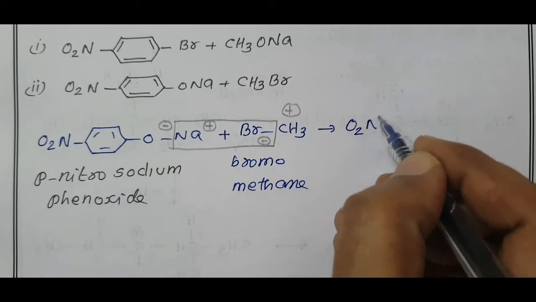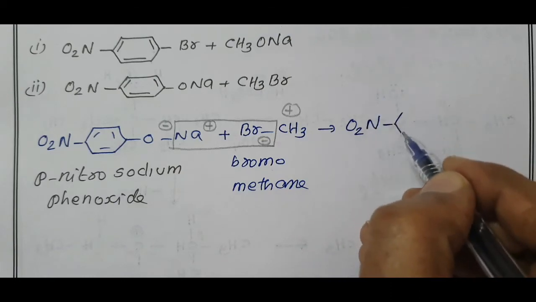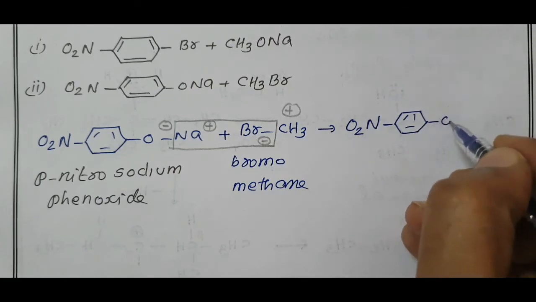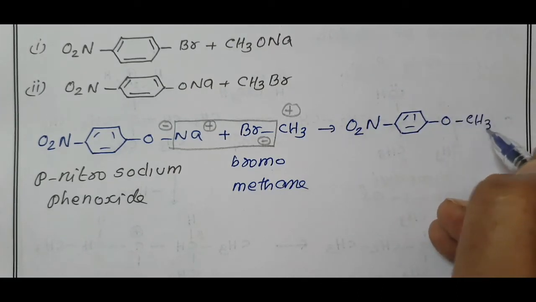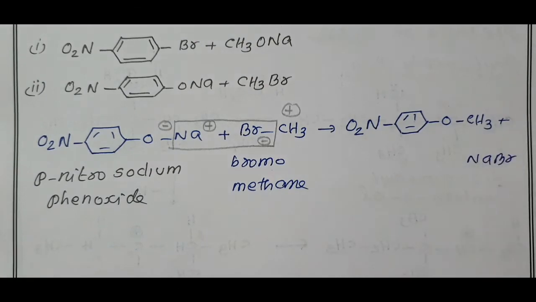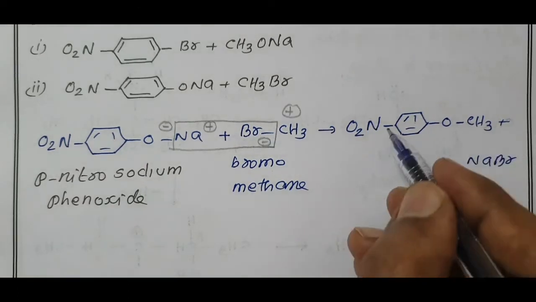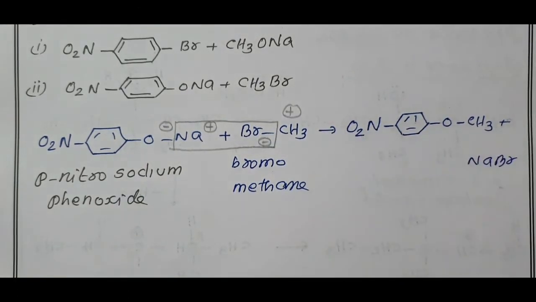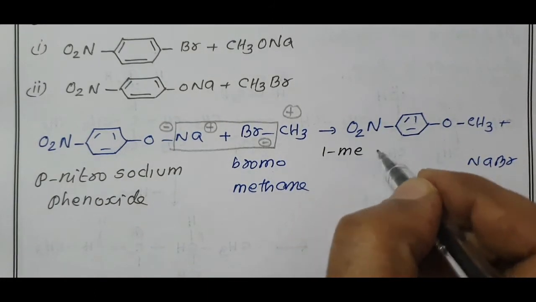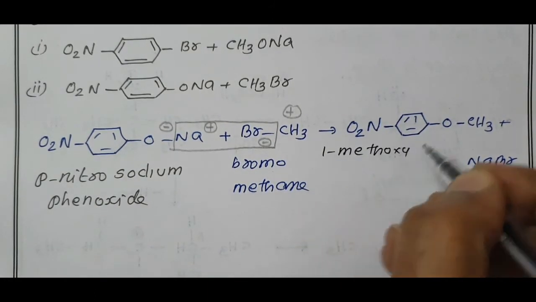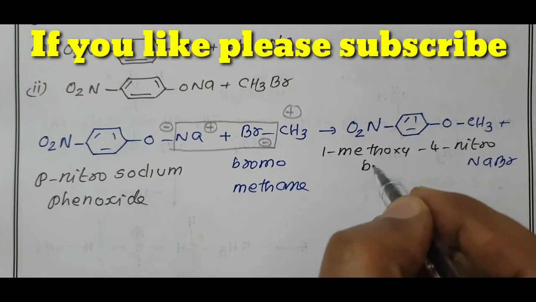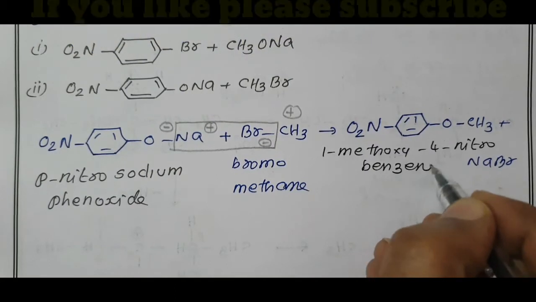O2N, benzene ring. This is your OCH3 plus loss of sodium bromide, NaBr. This is your 1-methoxy 4-nitrobenzene. IUPAC name: 1-methoxy and on the 4th carbon we have nitro, 4-nitro, parent hydrocarbon benzene.